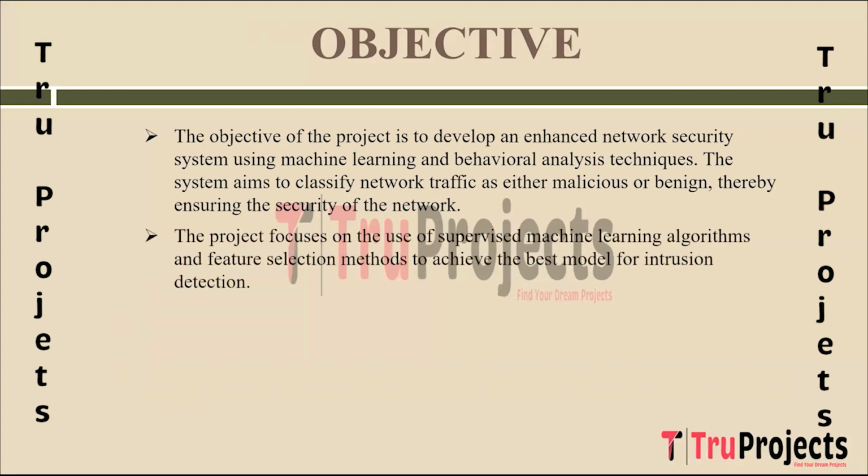The project concentrates on utilizing supervised machine learning algorithms along with feature selection methods. Supervised learning involves training a model on labeled data, allowing it to learn patterns and make predictions. Feature selection methods aid in choosing the most relevant and informative features for the model. This focus on both supervised learning and feature selection aims to create an optimized model for effective intrusion detection.